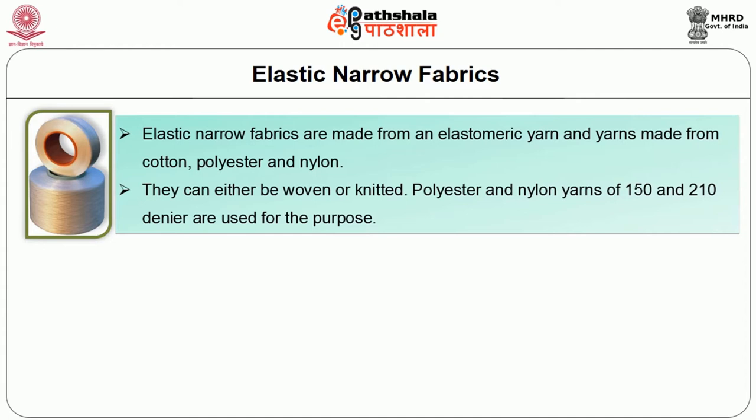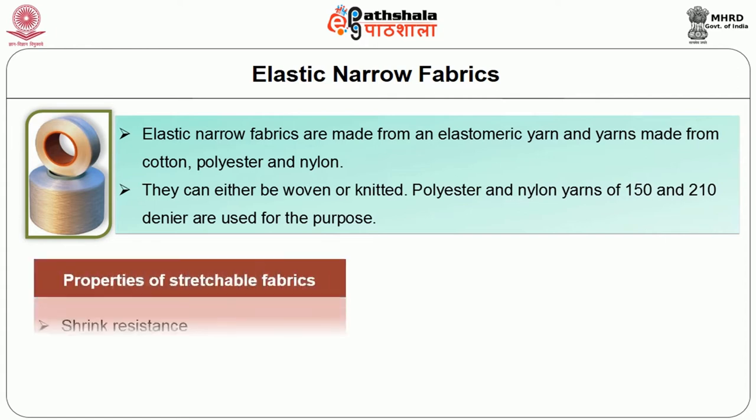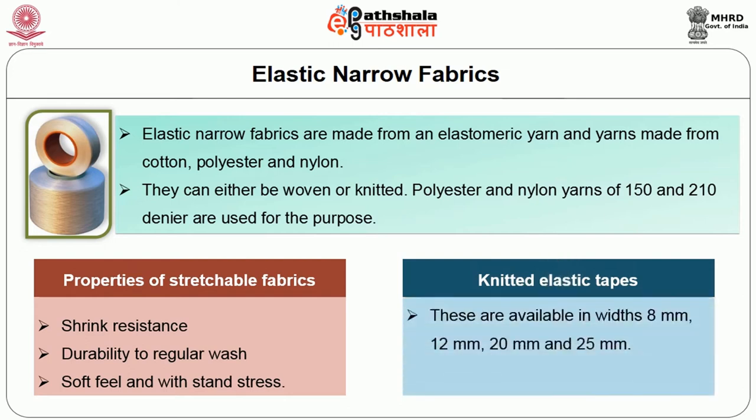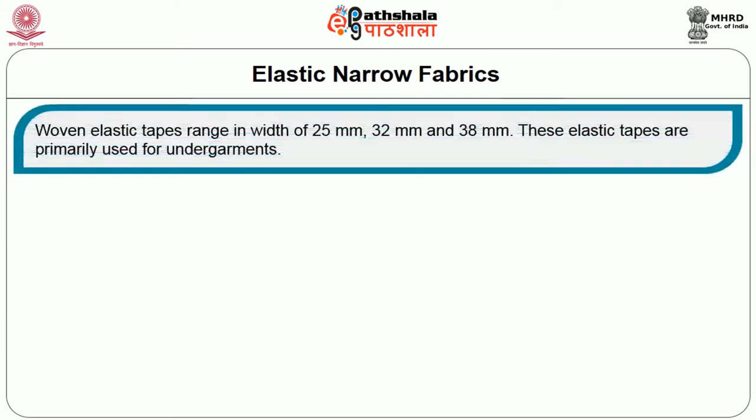They can either be woven or knitted. Polyester and nylon yarns of 150 to 200 denier are used for this purpose. Some of the properties of these stretchable fabrics are shrink resistance, durability to wash, soft feel and the ability to withstand stress. Knitted elastic tapes are generally available in widths of 8 mm, 12 mm, 20 mm and 25 mm. Woven elastic tapes range in widths of 25 mm, 32 mm and 38 mm. These elastic tapes are primarily used for undergarments.